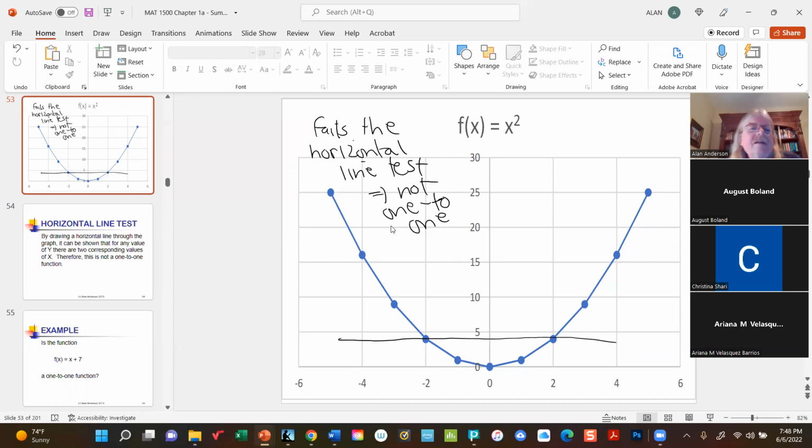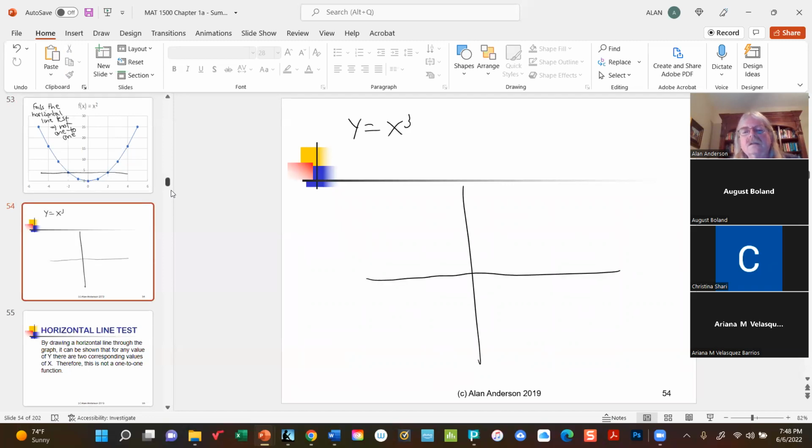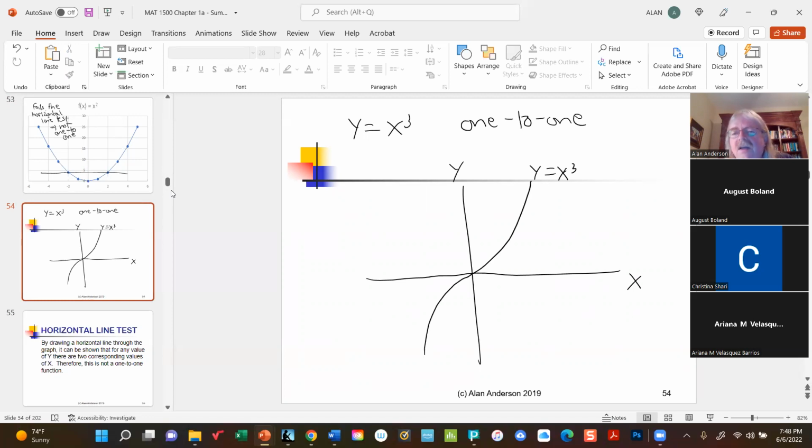Okay, so I guess you can imagine there's a ton of functions that do pass the horizontal line test. For example, y equals x cubed. Let's say that should do it. You can see that no matter where I put a horizontal line, it's only going to touch one point on this curve. So this one is said to be one-to-one. And you can tell just by looking at it, or applying the horizontal line test.